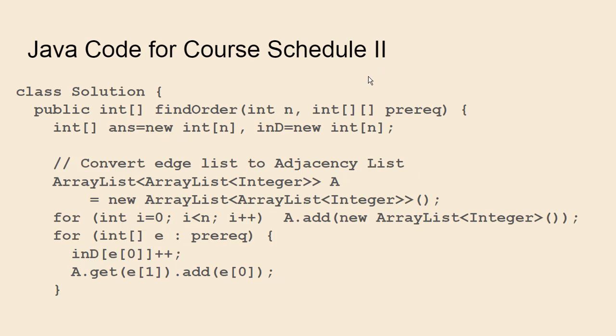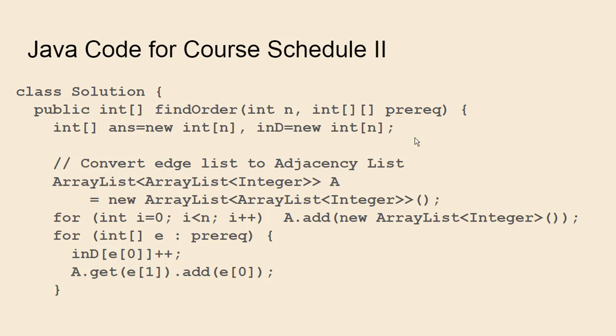So let's look at the code for this problem. This is my Java code. I declared two integer arrays. The answer array will store the final topological sorting order, and ind represents in degree. So I store the in degree of every node, and this is the value that will be updated in this algorithm. Whenever a node has an in degree of 0, then the course is ready to be taken.